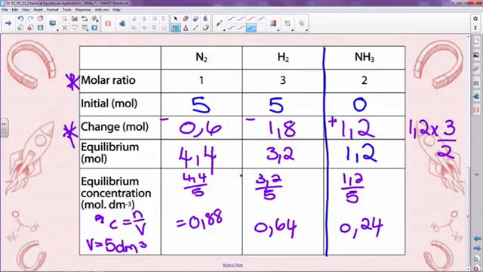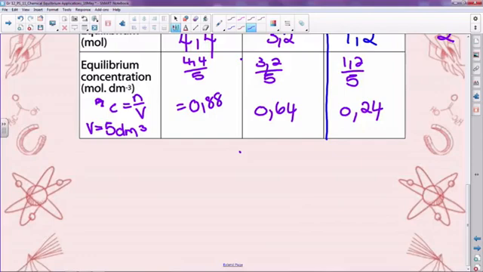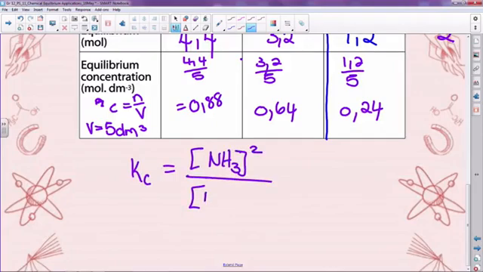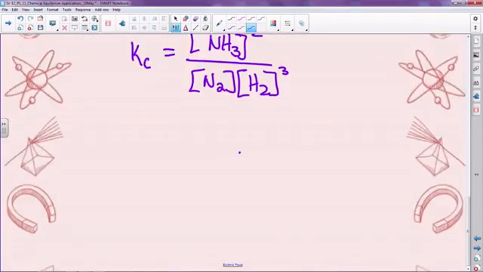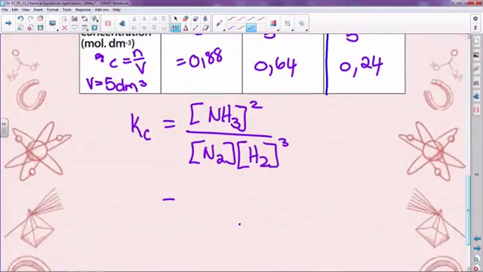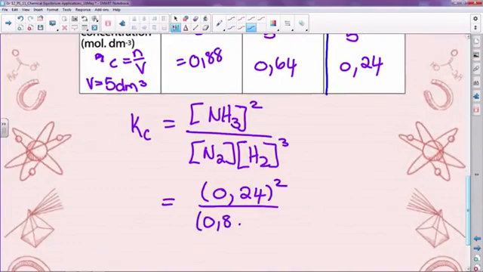Please don't forget that. From here, now I've got enough information to do the Kc, which is the concentration of my products, NH3, squared over the concentration of my reactants, N2, and H2 cubed. Okay, straightforward. Now we just plug everything in. I know I'm going really fast. I'm sorry, guys. So this is 0.24, that's squared. This is 0.88. This is 0.64 all cubed.